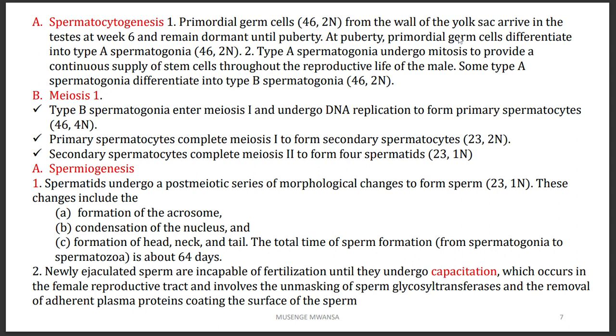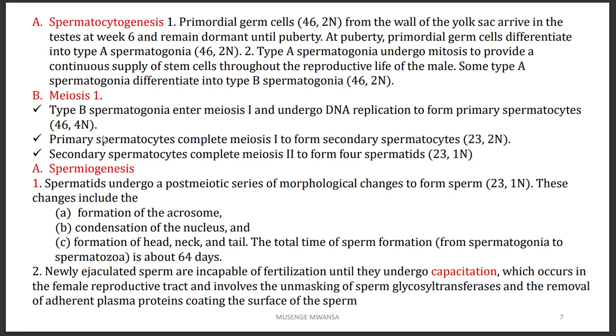And then at puberty, primordial germ cells are going to differentiate into type A spermatogonia, which has got 46 and 2N also. So type A spermatogonia are stem cells which are going to carry on these cells, because the process of spermatocytogenesis happens for the rest of the lifetime of a man. It's not like in a girl where if it finishes, then it has finished. So the type A spermatogonia is now going to differentiate into type B spermatogonia. It is also having 46 chromosomes and then 2N.